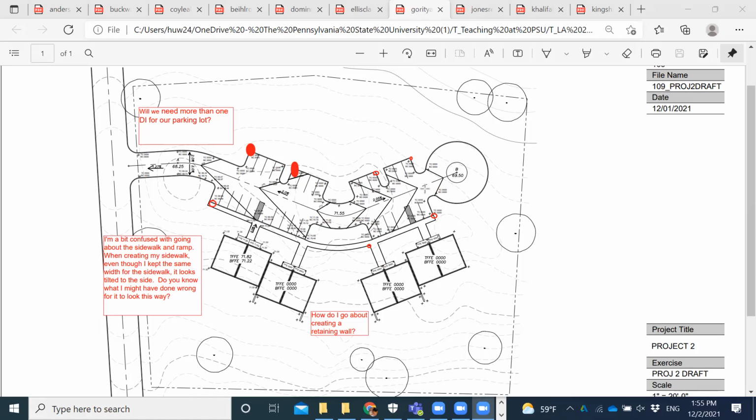How do I go about creating a retaining wall? You'd have to work on your FFEs first, okay? Honestly, you probably need to work on your parking lot contours first. You have the centerline slope, but it doesn't look like the contour patterns are correct, okay? The quick way for me to double check, as I mentioned, is I project that to my driving aisle and I divide it into 4.